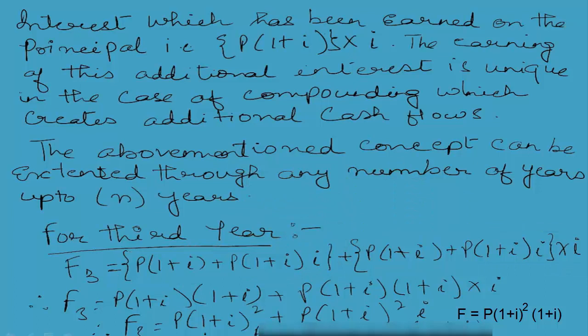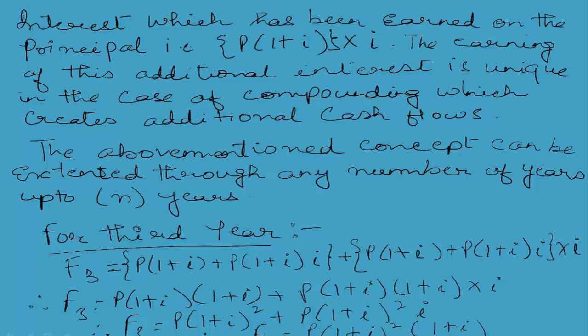Therefore, once again I repeat, for F3 the new principal becomes P(1+I) plus P(1+I) into I, which is nothing else but the principal and interest which we got at the end of the second year. So the principal plus interest obtained at the end of the second year becomes the new principal at the opening of the third year, and on this particular principal we are again multiplying by the rate of interest I, so that by the end of the third year, the amount which we are getting is P(1+I) plus P(1+I) into I, plus P(1+I) plus P(1+I) into I, into I.